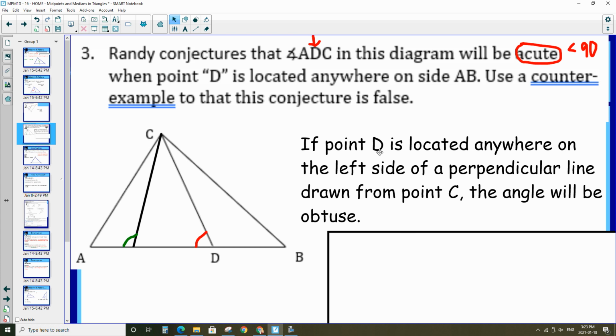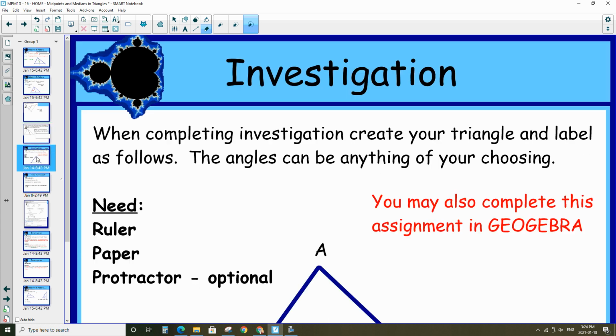Okay, so I said if point D is located anywhere on the left side of a perpendicular line, right? So if I draw a perpendicular line, this would be a perpendicular line, right? Because it would make a 90-degree angle right here. Drawn from point C, the angle will be obtuse. So anywhere on the left-hand side of this point, anywhere along here, that angle in there is going to be obtuse. Okay, so that's how you would explain that. So those are your 3 examples.